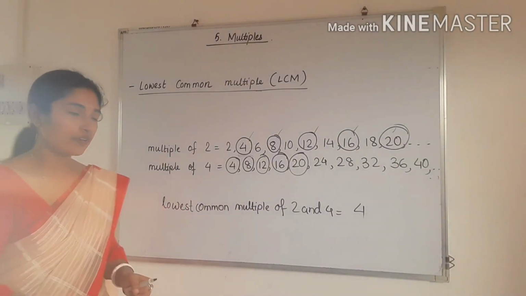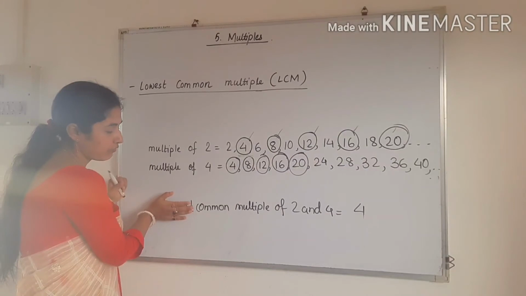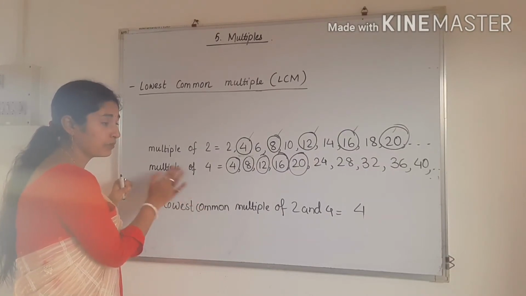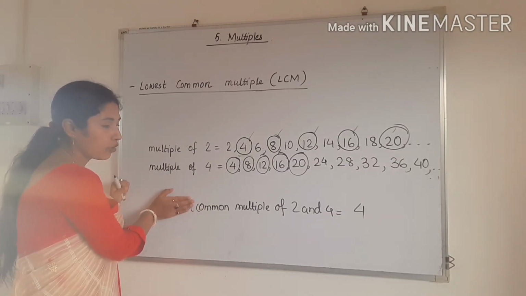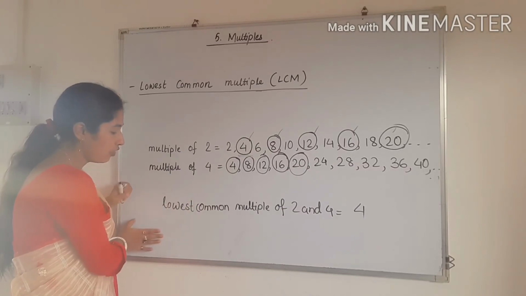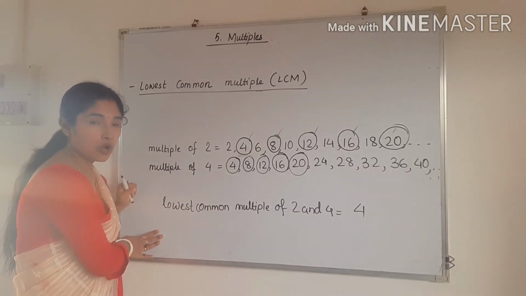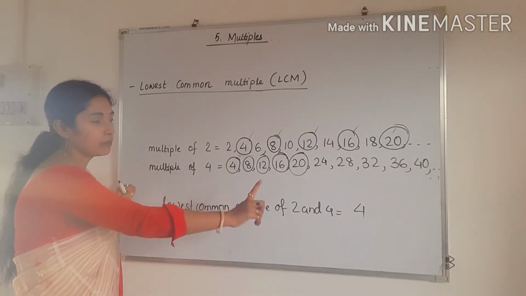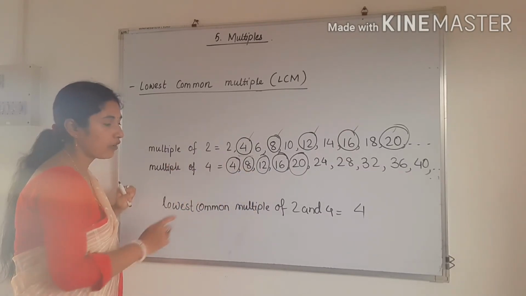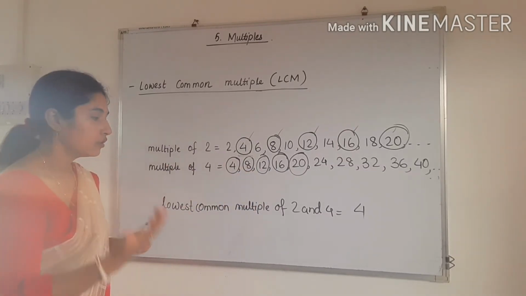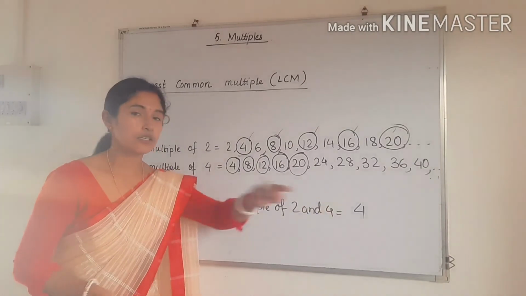So before, in the previous example, we were finding the common multiples, but now we have to find what? The lowest common multiple. So only one number will be the answer: the lowest common multiple of two or more numbers.